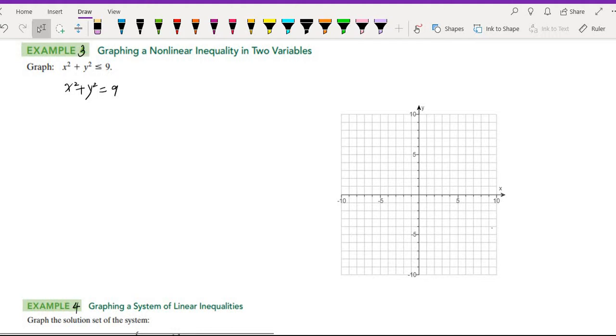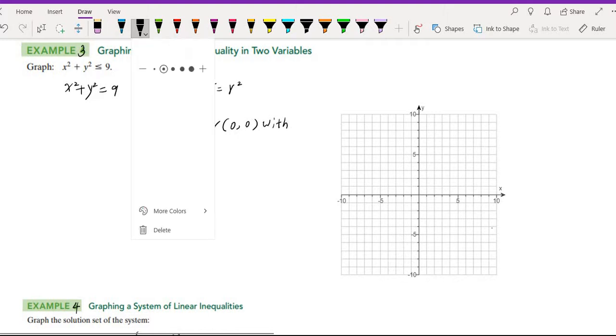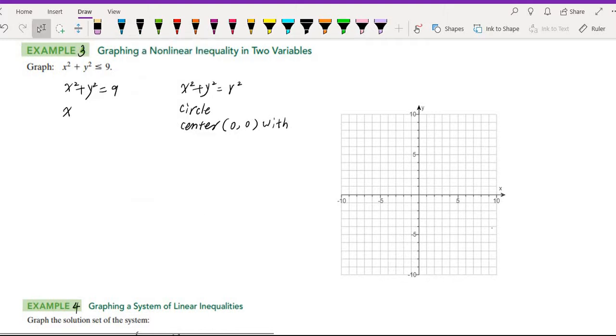So let me just help you a little bit. Because you have learned x squared plus y squared equal to r squared. That is actually a circle with center 0, 0, and then radius, that is your r. So let's go ahead and rewrite this as x squared plus y squared equal to 3 squared. Then we know our r in this case is just going to be 3.